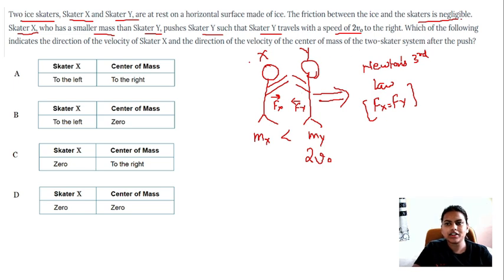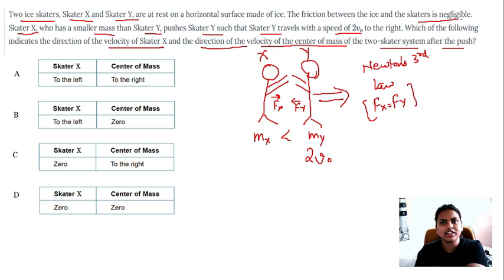So what is the direction of the velocity of skater X, and what is the direction of velocity of the center of mass of the two-skater system after the push? When two skaters push each other, if one is going in the right direction, the other is going to the left, because the forces are equal and opposite. So it would go in the opposite direction, towards the left side.